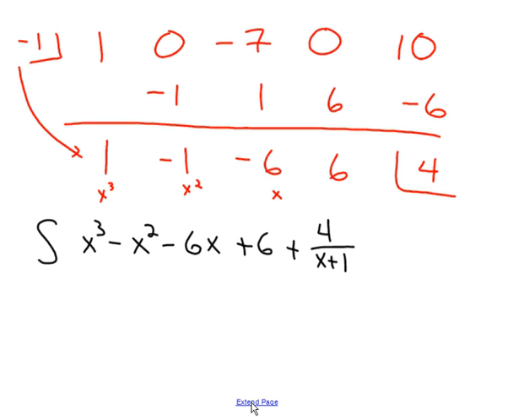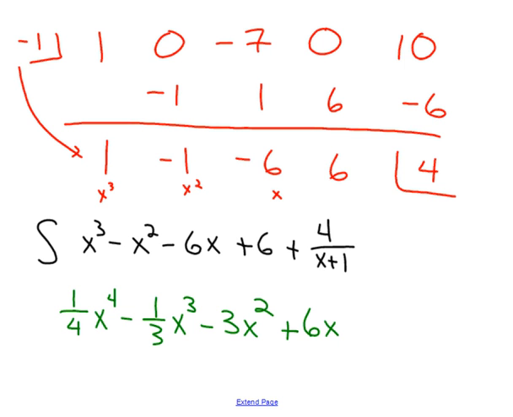Again, the antiderivative for x cubed is 1/4 x to the fourth. The antiderivative of x squared is 1/3 x cubed. The antiderivative for 6x is 3x squared. The antiderivative for 6 is 6x. And for the antiderivative of 4 over x plus 1, I'm going to have my 4 out front, and then ln of absolute value of x plus 1, and we add a constant.